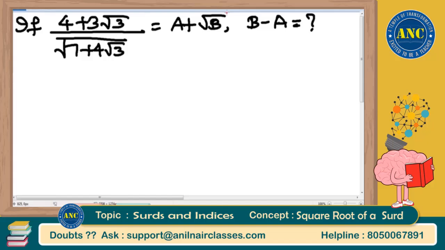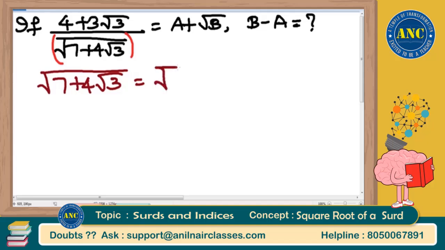Now see here, sir. First thing is, I don't want the square root of square root terms. First finish off that. Can I say that this 4 is 2 into 2? Correct, sir? Okay, let me write it for you. This can be written as 7 plus 2 into 2 root 3, right? This 2 is nothing but square root of 4, right?